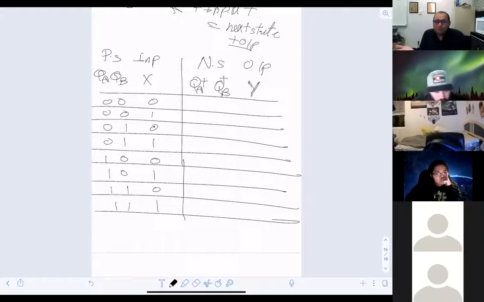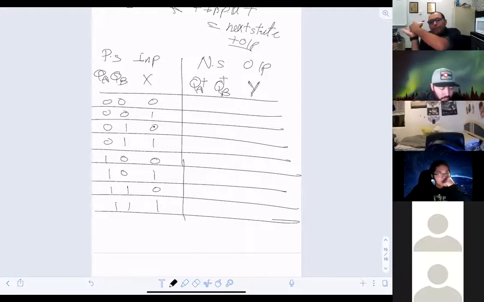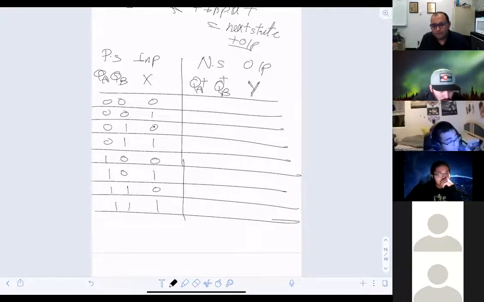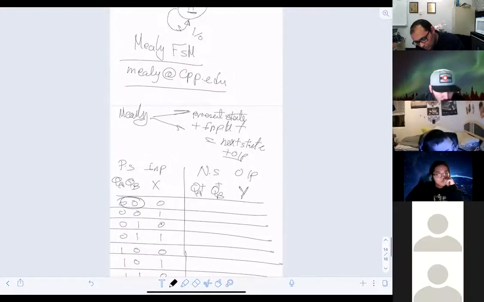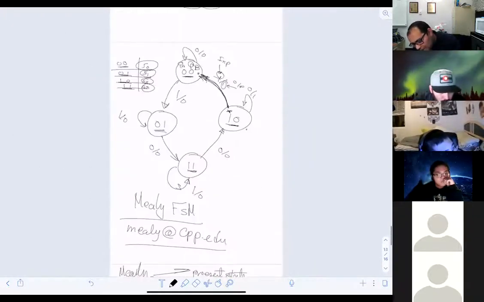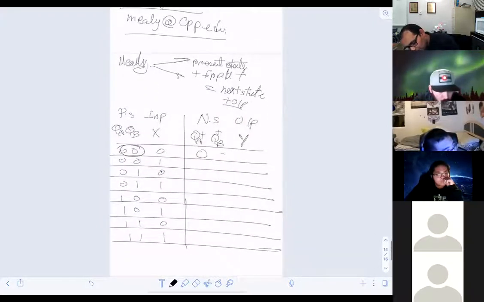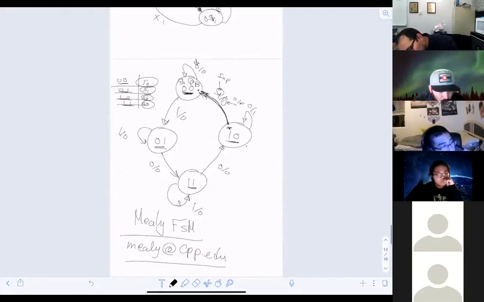So I know this part. Now I need to see the other side. I look at it: QA QB is 0, 0 and X is equal to 0. So pretty much I'm going to go to the next state 0, 0. So I can say here 0, 0, and the output here is 0.